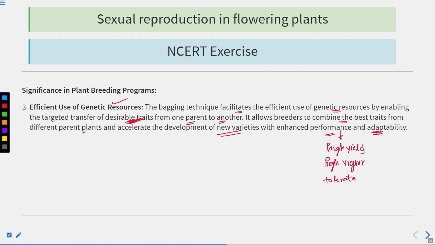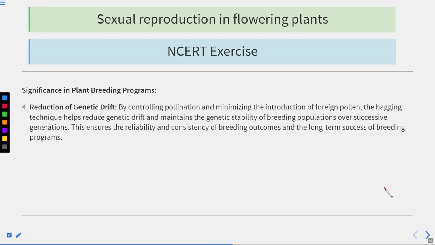We can also select the traits which will enhance the tolerance of this plant to abiotic as well as biotic stress. Abiotic and biotic stress. Clear? Now, fourth one, reduction of the genetic drift.